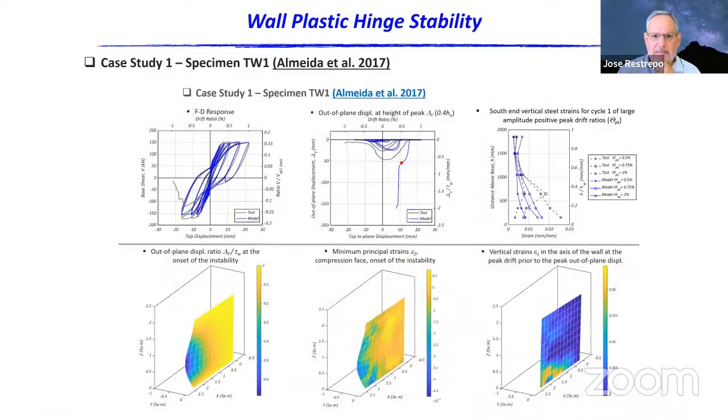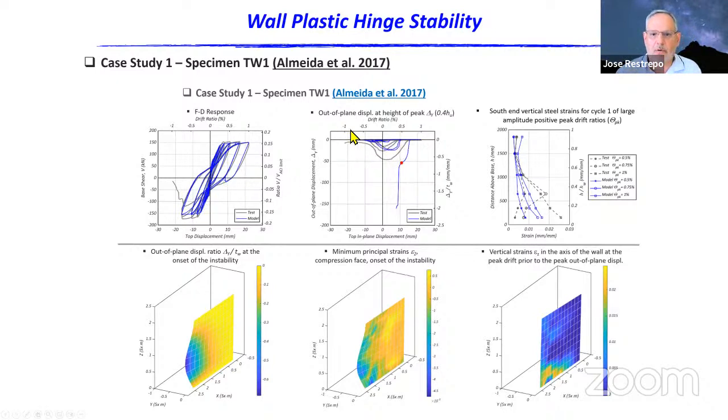And these are examples of walls tested by Joao Almeida in Switzerland in 2017, where there was a plastic instability. You see the base shear top displacement in this wall. You see the hysteretic response is predicted rather well. And then you have, boom, the nonlinear response in the out of plane with the collapse. So we can emulate that one here.